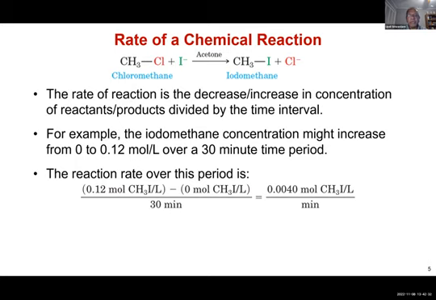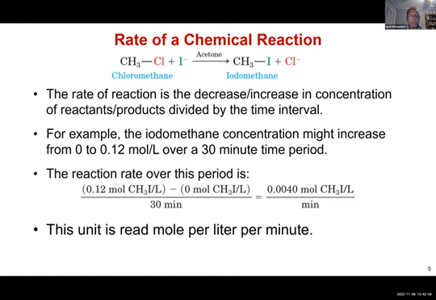You can also calculate the rate of reaction using chloromethane. The concentration will be decreasing, so it will get a negative rate. But anyway, regardless of increase or decrease, the rates are equal when you use either chloromethane or iodomethane. The units of rate of reaction are mole per liter, that is the concentration units, divided by time, per minute.